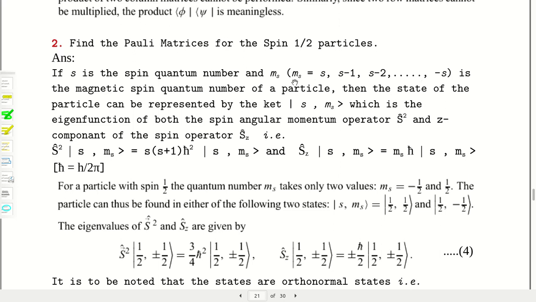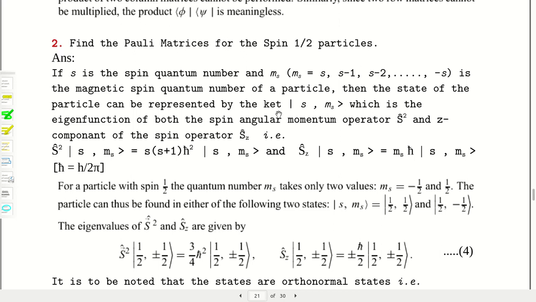Because of this rule, the magnetic spin quantum number will run from s to s minus 1, s minus 2, dot dot dot, minus s. That is 2s plus 1 terms. But if s is equal to half, then the first term will be half, then s minus 1 is minus half, that is minus s. So two values of ms are allowed. One is plus half, that is up spin, and the other is minus half, which is down spin.